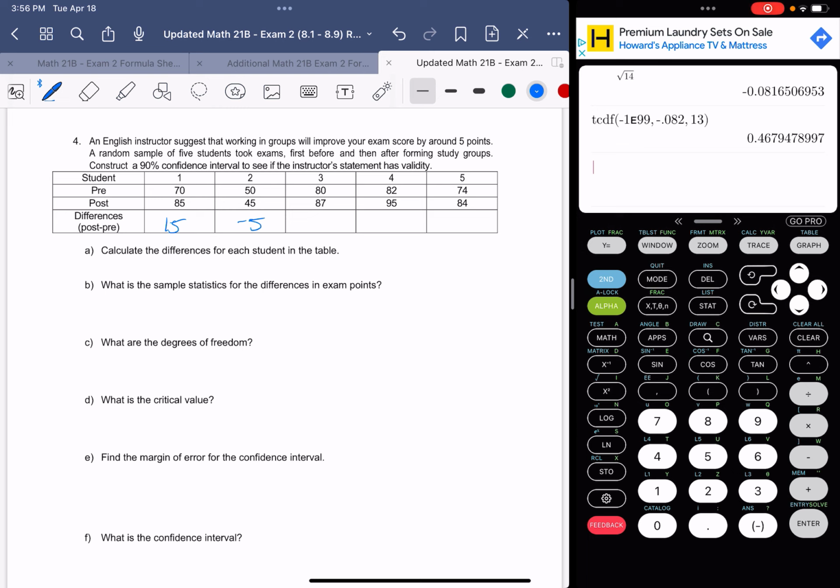Okay. 87 minus 80 is 7. 95 minus 82 is 13. Is it really? Yeah. That looks weird to me. 84 minus 74 is 10. Okay. So any questions so far?